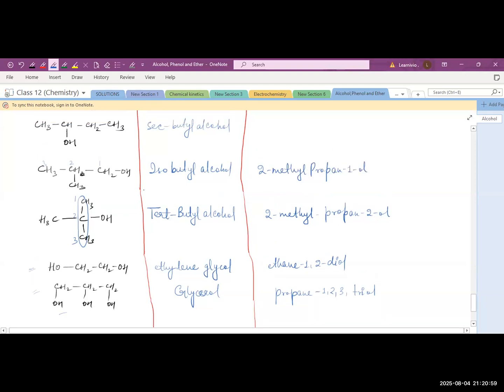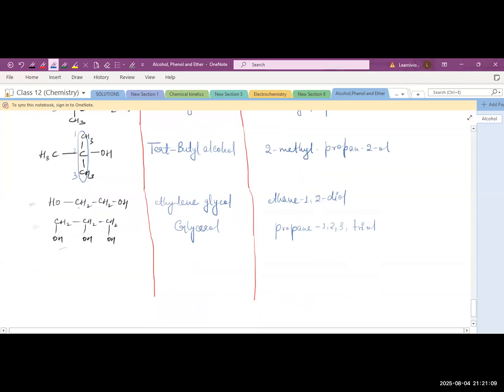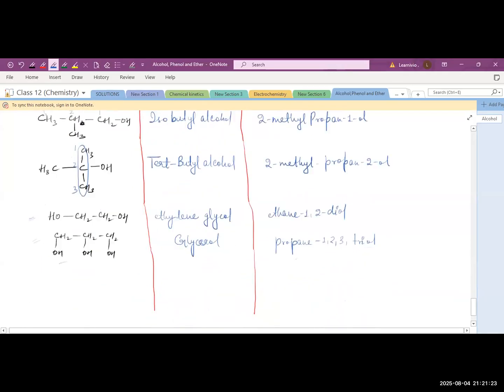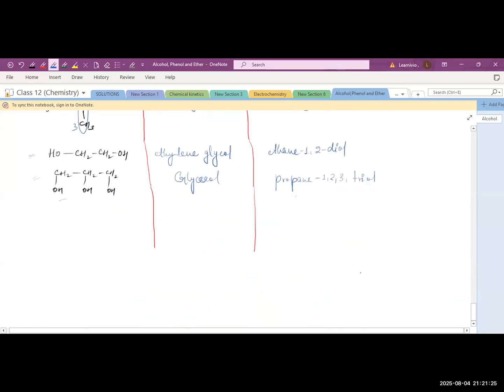So you can see now here only one OH group is attached. So what are we doing here? We just omitted the E from propane. But when more than one OH group is there, we have written the E. Here we did not remove the E. So that's the difference between these. I think you must have done the rest. It's very simple. Okay, so let's move to the next part.